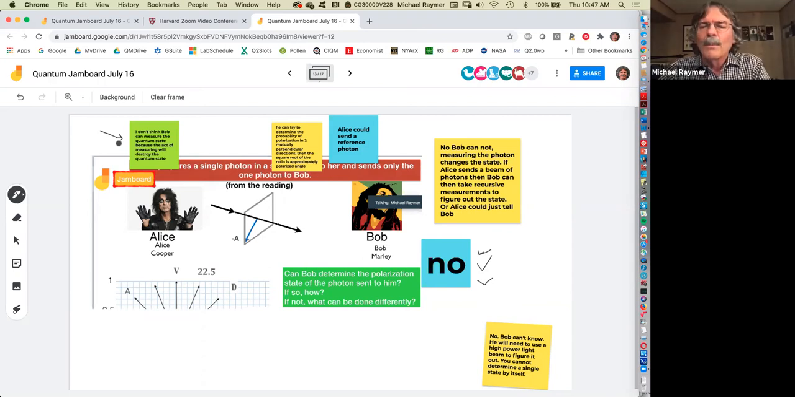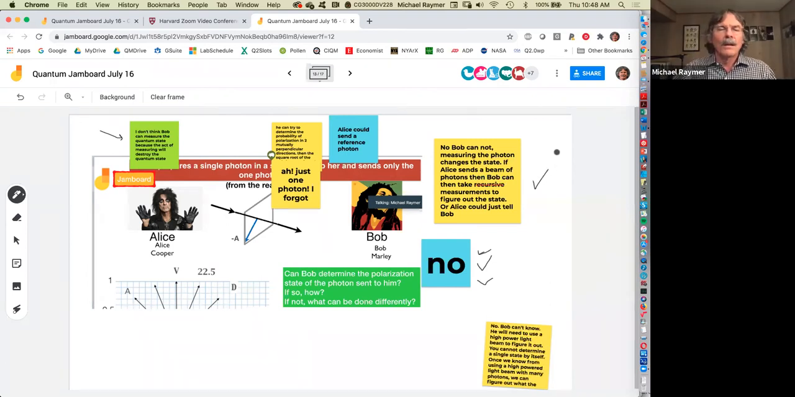And that's why other people made the comment that Alice has to send a beam of photons, then Bob can make recursive measurements, but it's not recursive on a single photon. Right, I forgot, one photon. Yeah, Bob doesn't make recursive measurements on any single photon. He always takes a new photon and makes one measurement on each photon, and then repeats that maybe 1,000 times on 1,000 different photons. Cool. Okay, so that's a really important point there, okay?